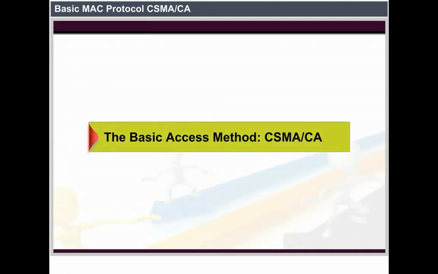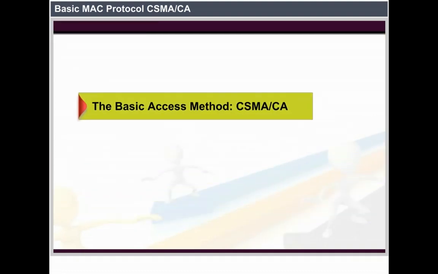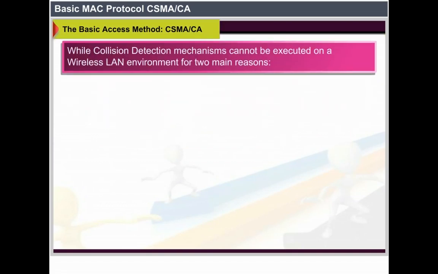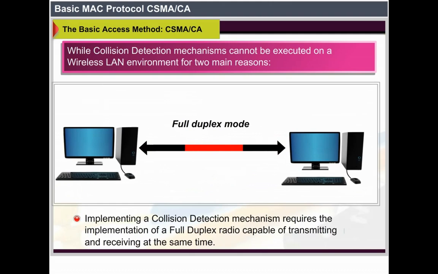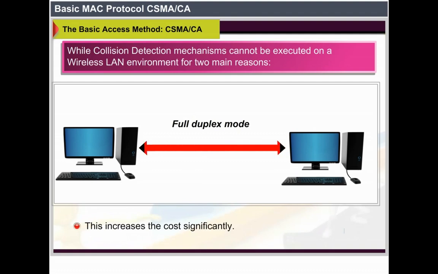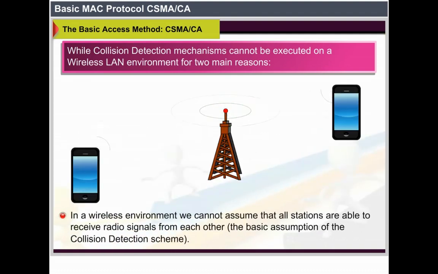The basic access method, CSMA/CA. Collision detection mechanisms cannot be used in a wireless LAN environment for two main reasons. First, implementing a collision detection mechanism requires a full duplex radio capable of transmitting and receiving at the same time, which increases the cost significantly. Second, in a wireless environment, we cannot assume that all stations will be able to receive radio signals from each other, which is the basic assumption of the collision detection scheme.